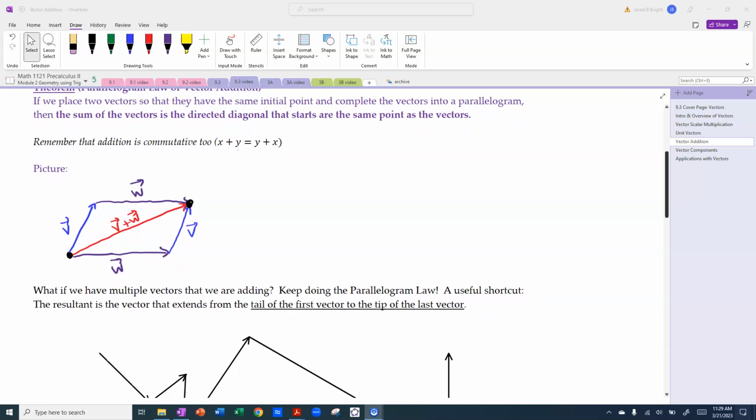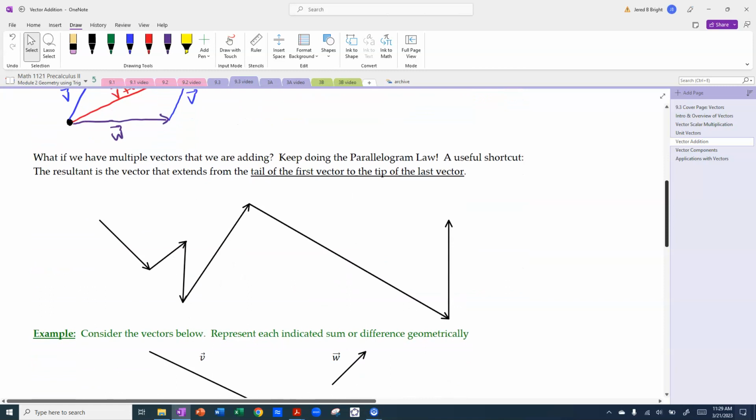Okay, and so there we go. We know how to do the sum of vectors. Boom, done. Well, the story's a little bit more complicated than that. Oftentimes, we're not just adding two things, right? Well, we could extend the parallelogram law. And if you have multiple things that you're adding, you would just have to do it in sequence, right?